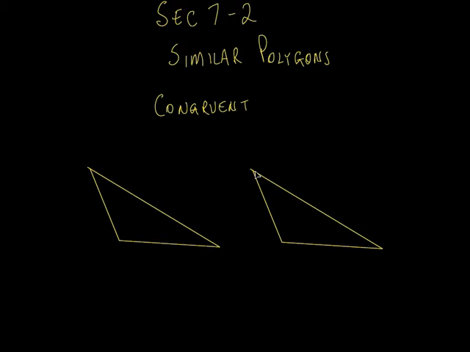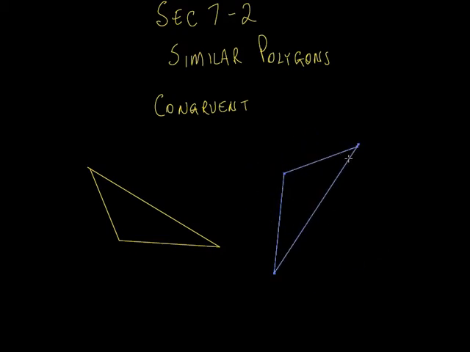I could even rotate it. By rotating it, does that change whether it's congruent or not? No. I could flip it around. I could do all kinds of stuff with it. Now if I start changing the shape of it, then it won't be congruent. If I change the size of it, then it won't be congruent. You follow me on this?